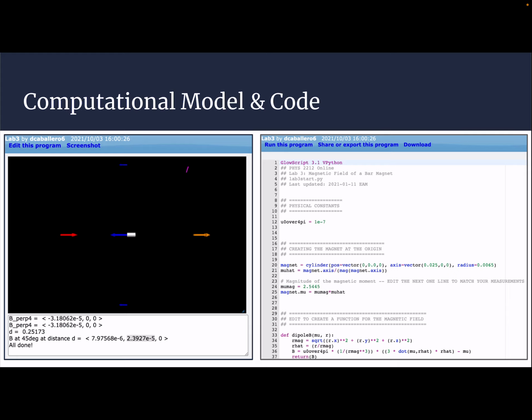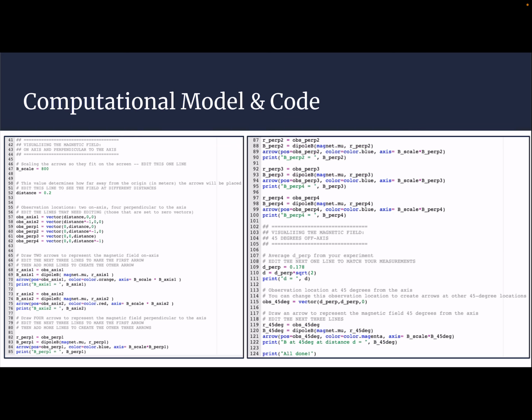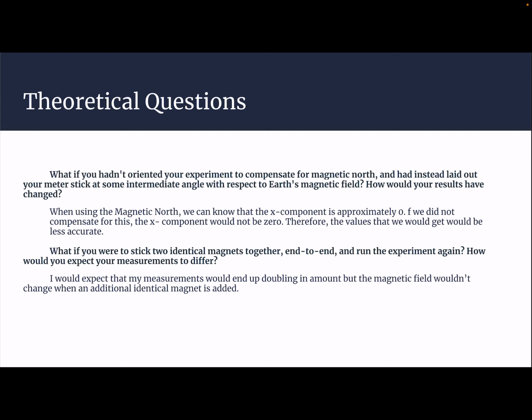Last but not least, we will be discussing some theoretical questions that we can infer based on what we learned in this experiment. So the first question is the following. What if you hadn't oriented your experiment to compensate for magnetic north and had instead laid out your meter stick at some intermediate angle with respect to Earth's magnetic field? How would your result have changed?